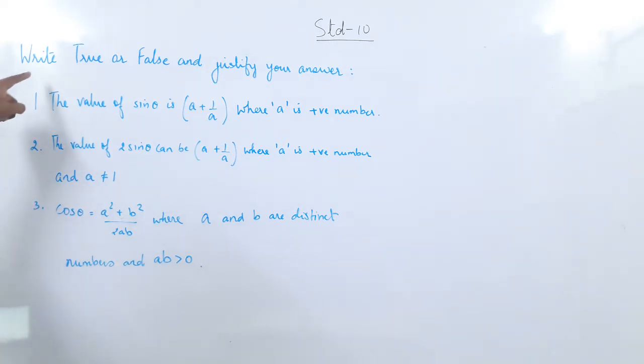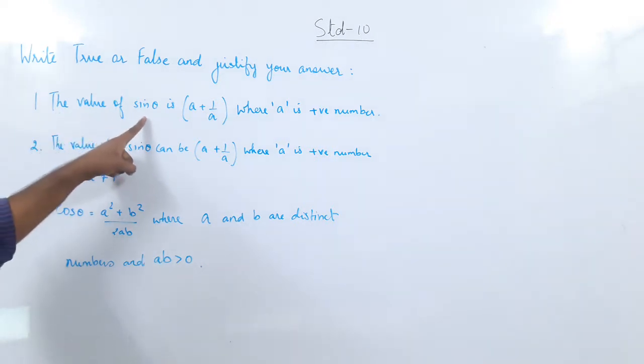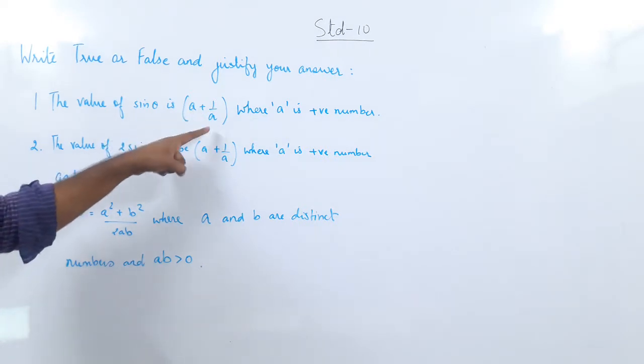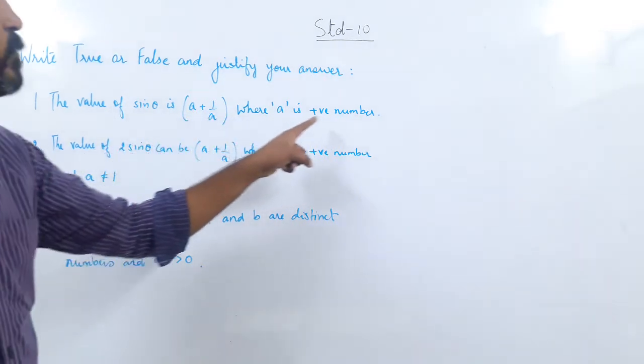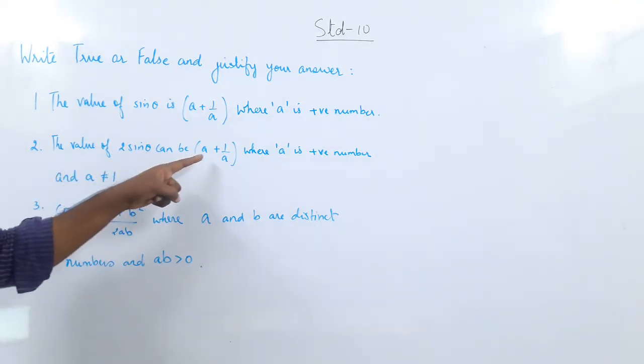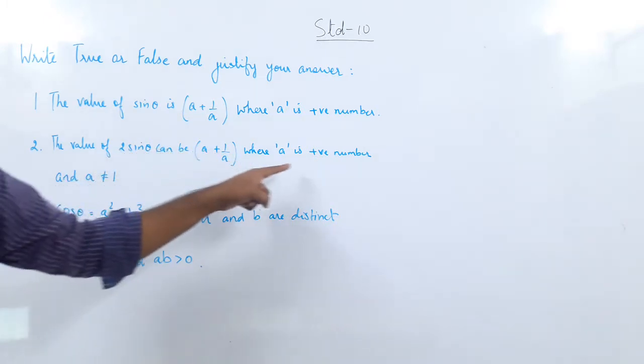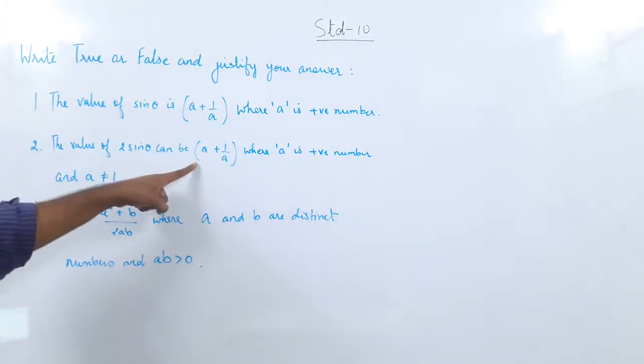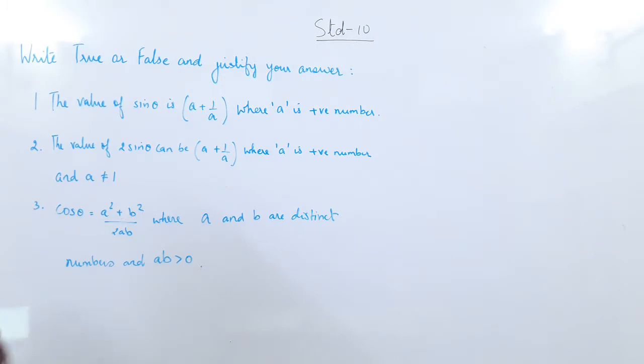What is the question? Write true or false and justify your answer. Now the question is, the value of sine theta is a plus 1 upon a, where a is a positive number. The value of 2 sine theta can be a plus 1 upon a, where a is a positive number and a is not equal to 1 in this case. And cos theta can have the value a square plus b square upon 2ab, where a and b are distinct numbers and ab is greater than 0.